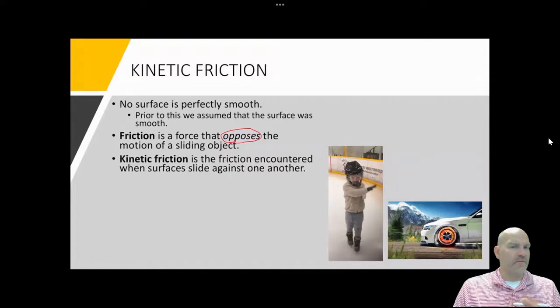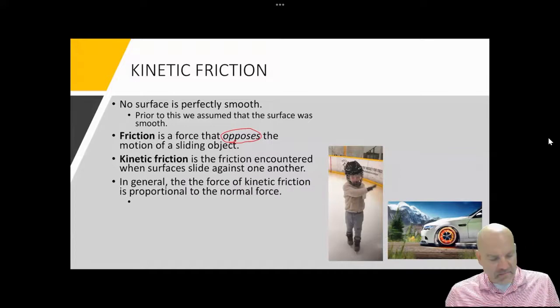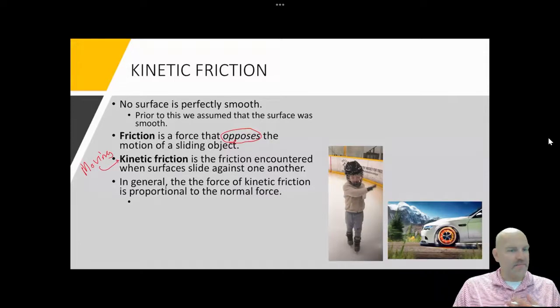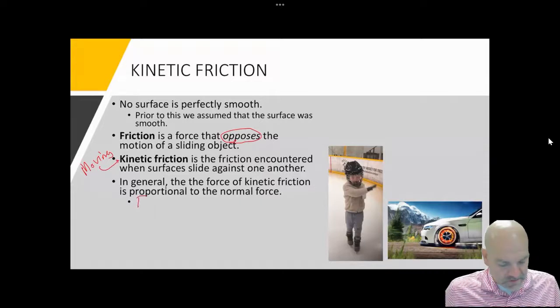Now friction, there's two types. In this video, we're going to discuss kinetic friction. Kinetic friction is the friction encountered when surfaces slide against one another. The main thing about kinetic friction is that the object is moving, and that's what the word kinetic means. It means motion.